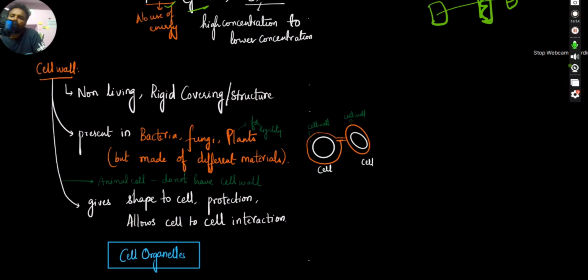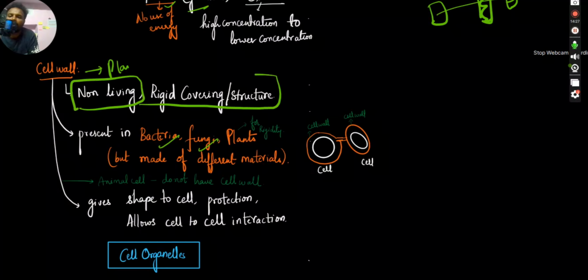Next, cell wall. It is only present in plants, bacteria, and fungi, but it is made up of different materials in different organisms, right? And cell wall is a non-living and rigid covering structure. It gives rigidity to the plant. For example, if a plant does not have any cell wall, it will fall down. For that we need a cell wall. But animals won't have any cell wall. It gives shape to the cell and protects the cell, and it also allows for cell to cell interaction.